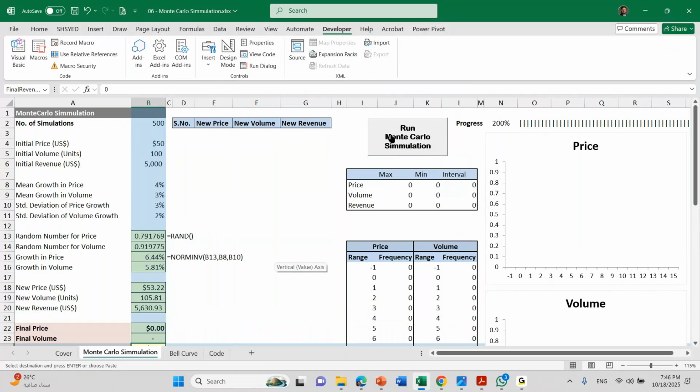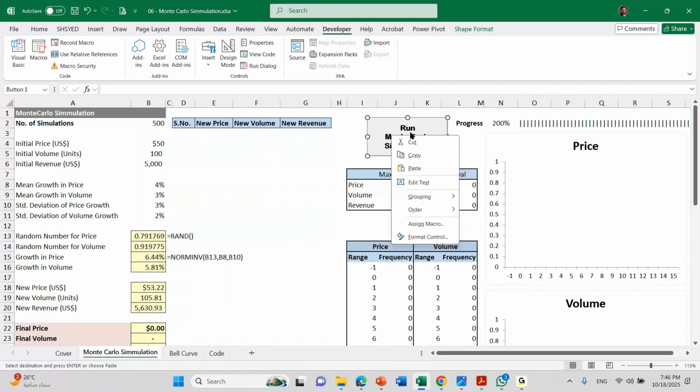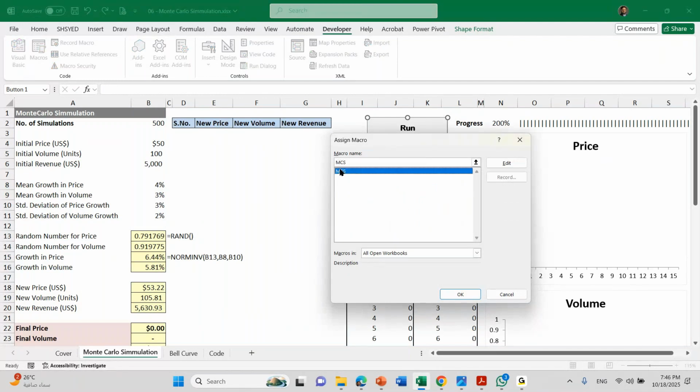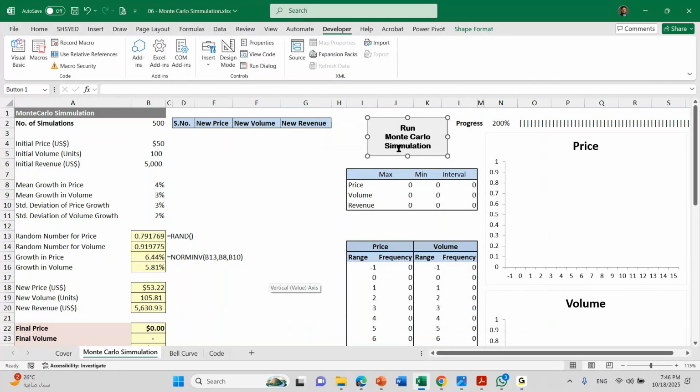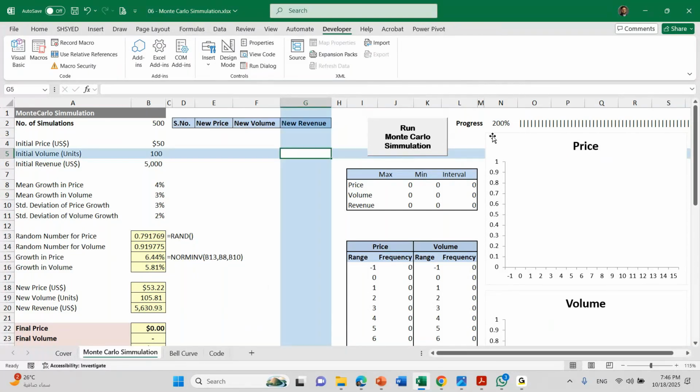Now, what I'm going to do for this button, I already have this button. I'm going to assign a macro to this button, and we have MCS macro here. So it is assigned. Now, if I click on this button, this will become clickable, and it will start running the macro. Now, just see how long it takes to generate these 500 values from this code.